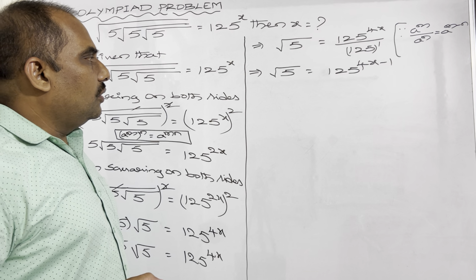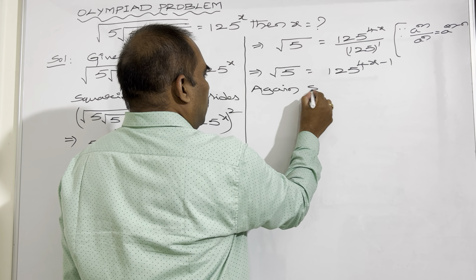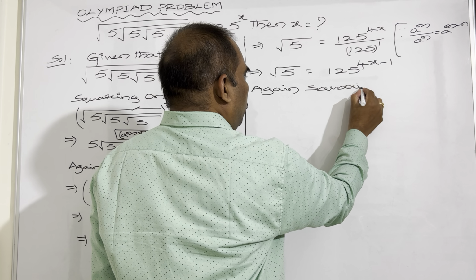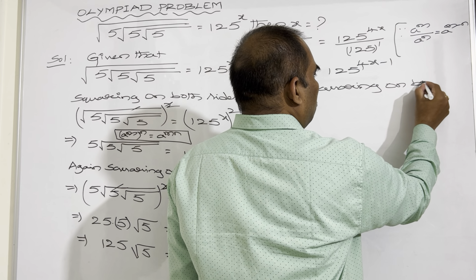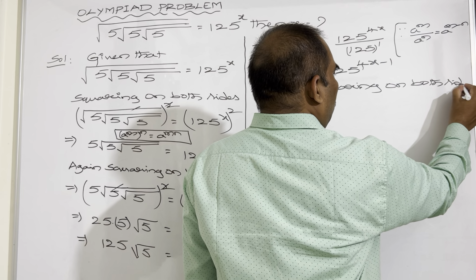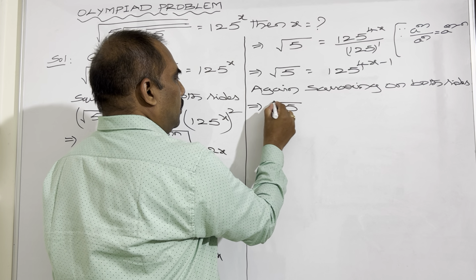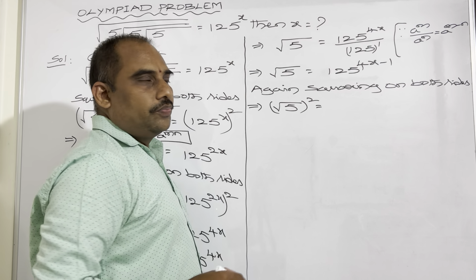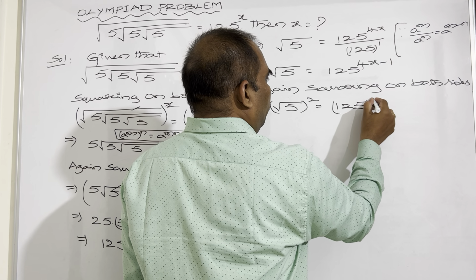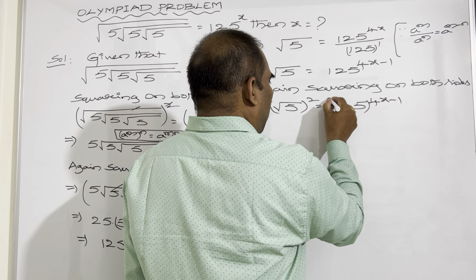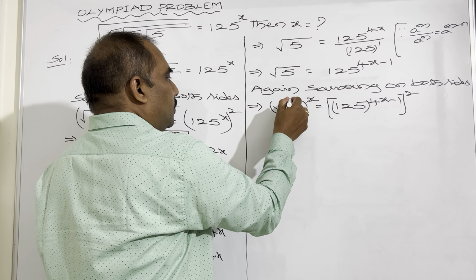Right? Now what I am doing is again squaring on both sides. This is the third time I am squaring on both sides. What happens here? The left hand side we have root 5 whole square, which is equal to the right hand side, 125 whole to the power of 4x minus 1, squaring on both sides. Now what happens here? This square and root get cancelled.